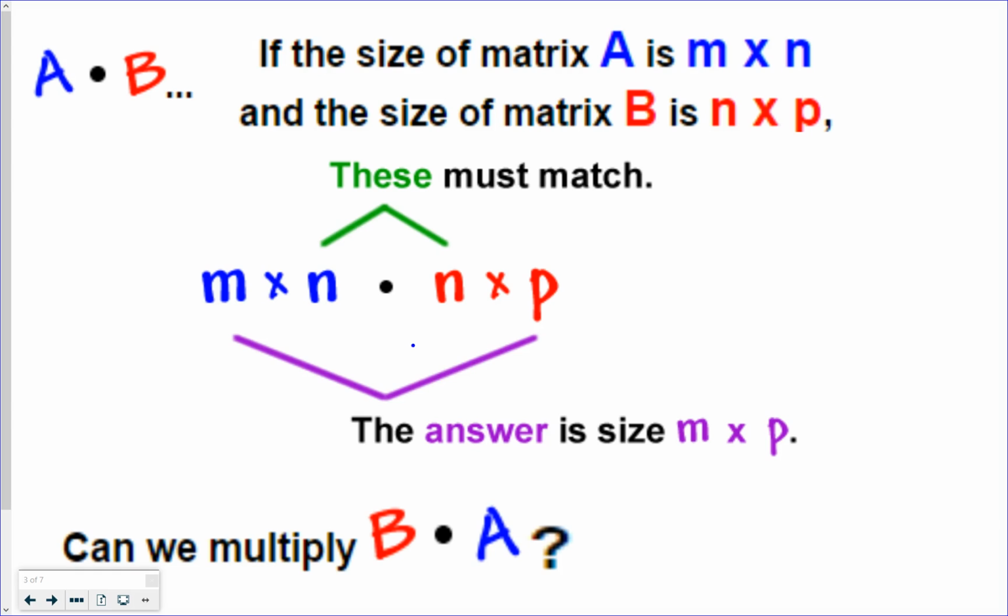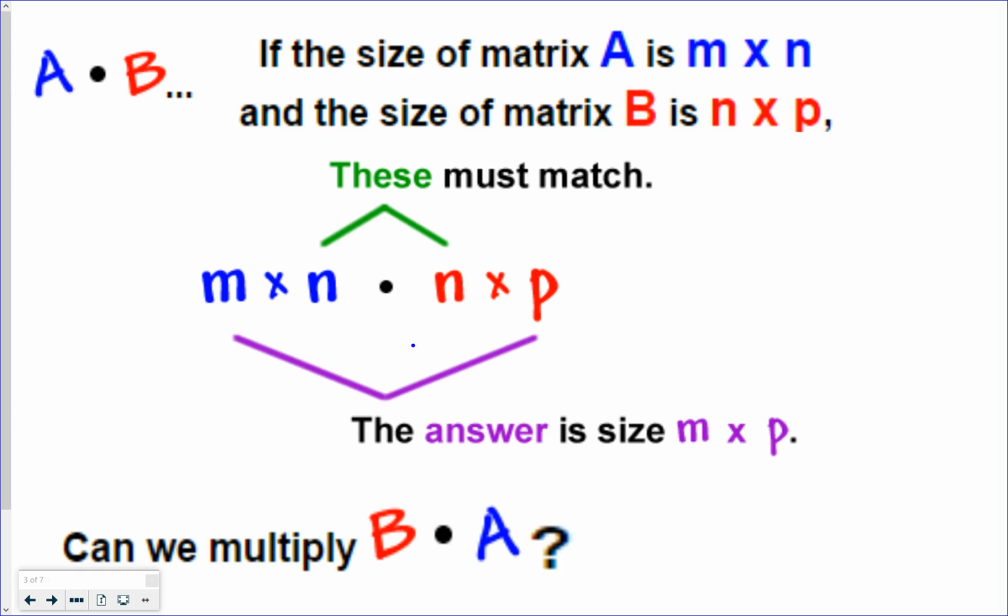Now the outside pieces are not useless. This M by P actually gives you the size of what your answer matrix is going to be. Okay, so it all gives you something. The two middle have to match for you to even multiply. Then when you multiply, the size of your answer is going to be the two outside pieces. They'll have the same rows as the first one and the same columns as the second one.